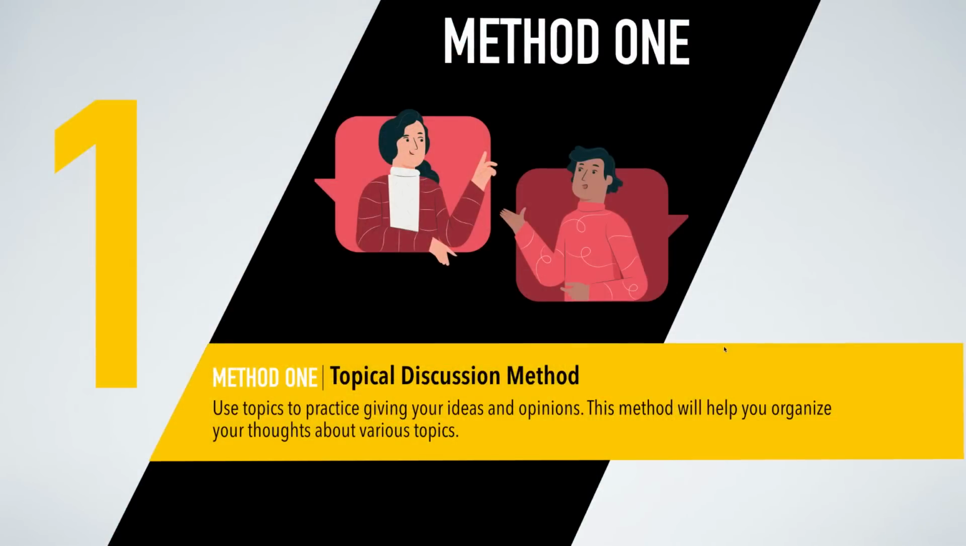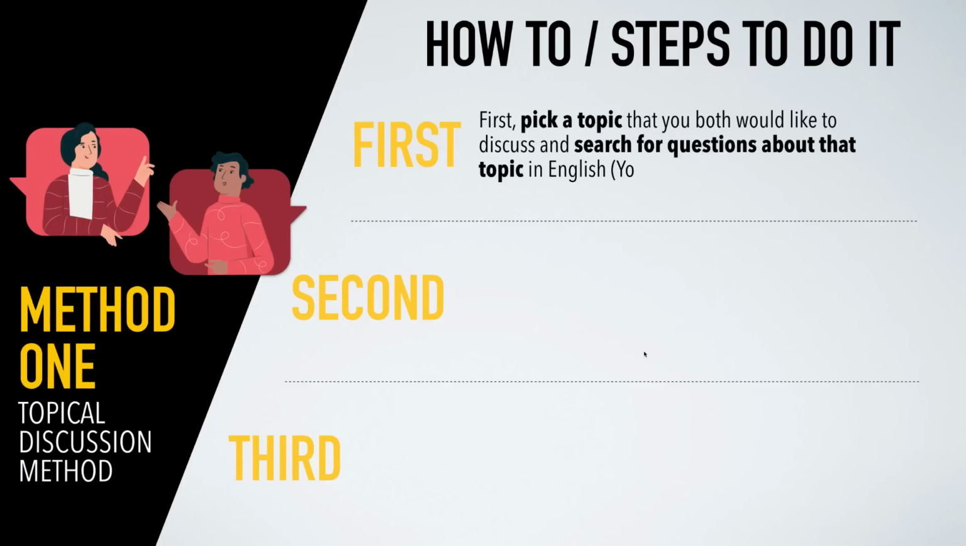So how do you do this based on method 1? Let me show you. First, you're going to pick a topic that you both would like to discuss and search for questions about that topic in English. Now, for this one, again, I always tell you, and I try to emphasize this, as you're studying English, you need to study based on topics you're actually interested in. So you and your partner can discuss, hey, what do you like? What are your interests? What are your hobbies?